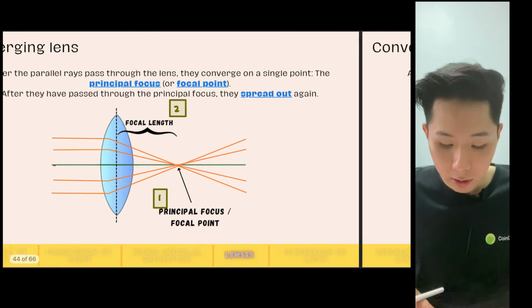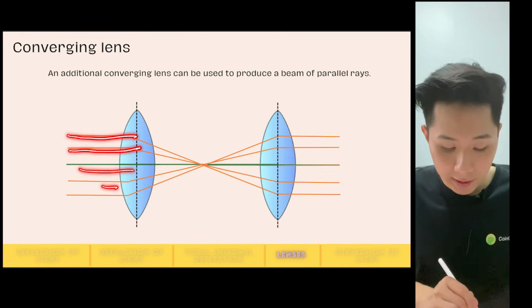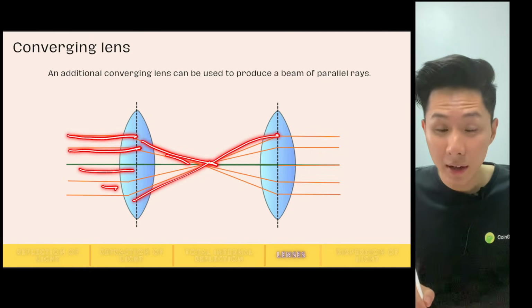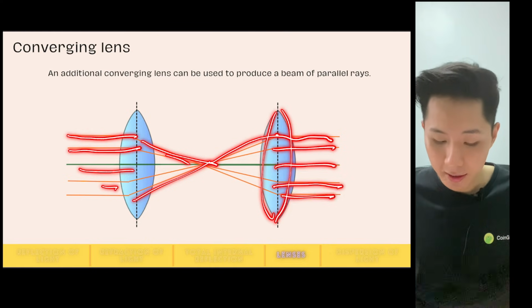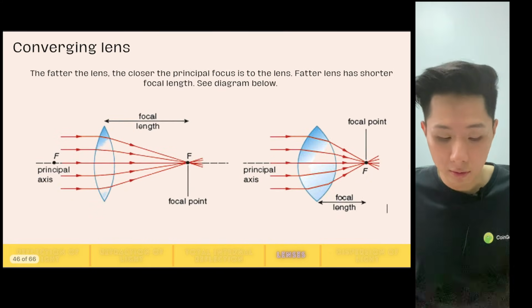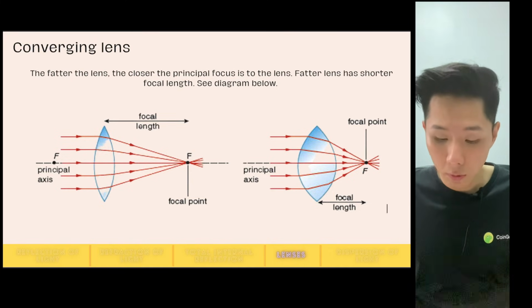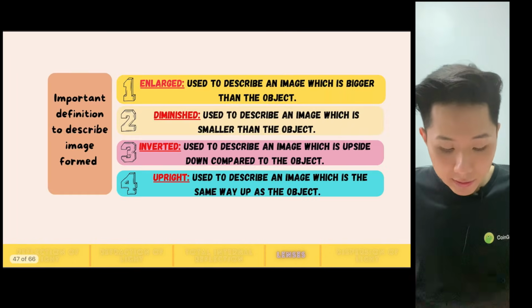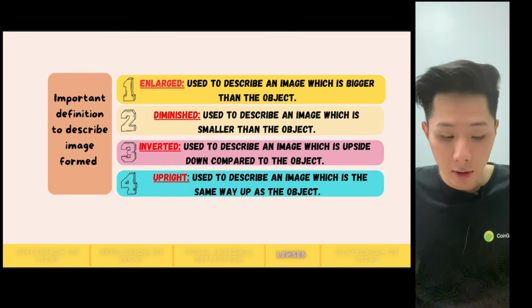And let's look into how a converging lens works. If you were to emit light into a converging lens, it is going to converge the light and then spread it out again. And if you were to put in another converging lens, the rays are going to return to the normal parallel shape again. So that's some of the effects of the converging lens. And also, the thicker your lens, the shorter the focal length will be. So in other words, a fatter lens will have a shorter focal length. So that's another thing.